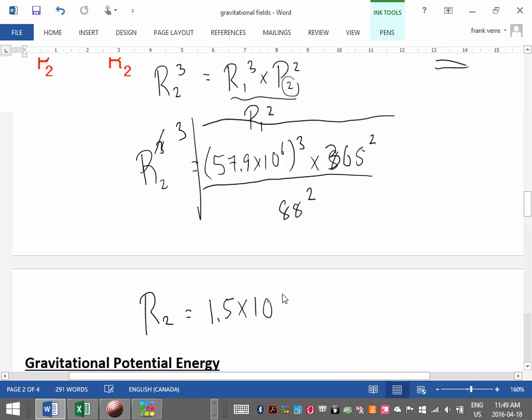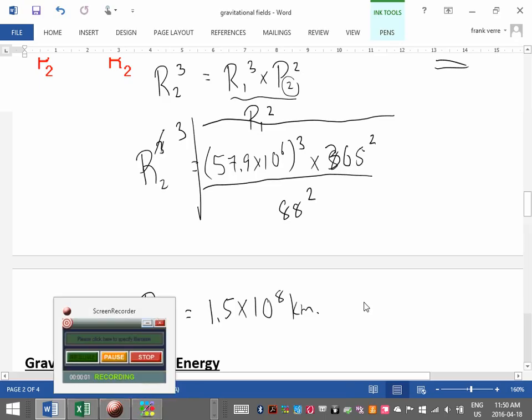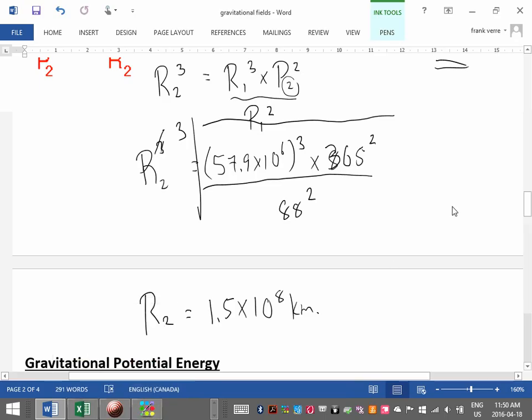1.5 times 10 to the 8 kilometers. So we got that. Okay, look it up now. Google it. See what you get. What's the distance from the Earth to the Sun? And you should be right.